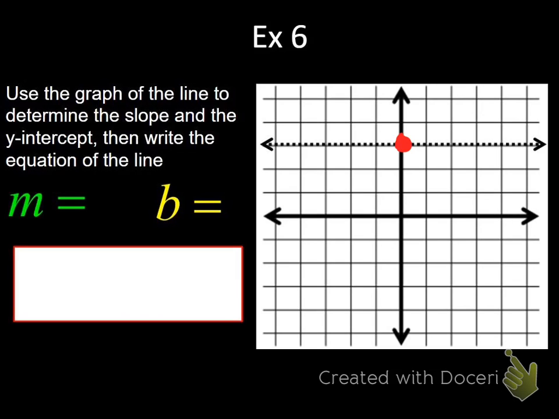So we know that the y-intercept is 3. And it's 0. Then my slope is what, Josh? 0. But how would I show that it's 0?